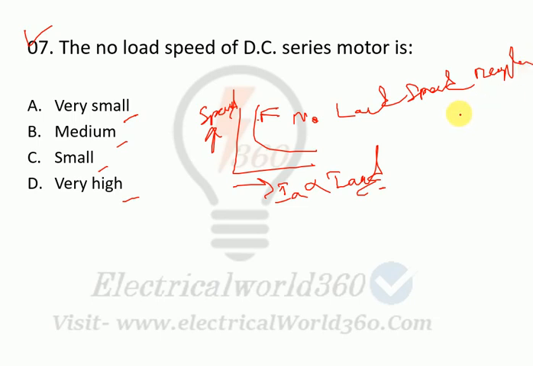So as I discussed, the speed of DC series motor at no load is very high. So it is never started at no load. So here the option number D is the right answer.